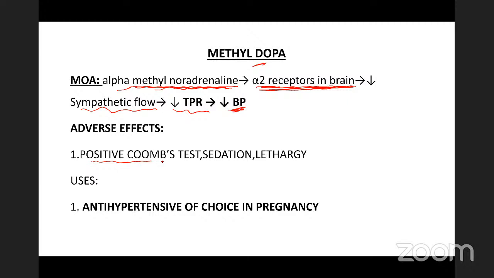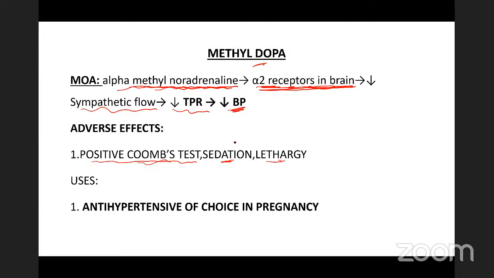The adverse effect: it causes production of autoantibodies against the Rh antigen located on the erythrocyte, and over a period of time, in 5% of the patients, it can produce hemolytic anemia. So that's why you get a positive Coombs test. Other side effects like sedation and lethargy.